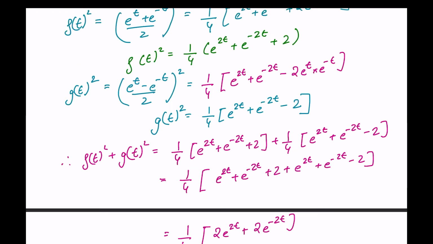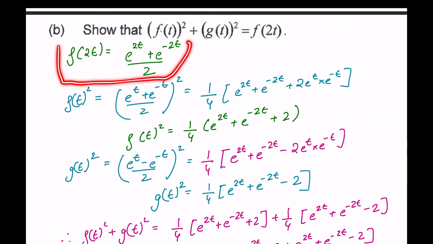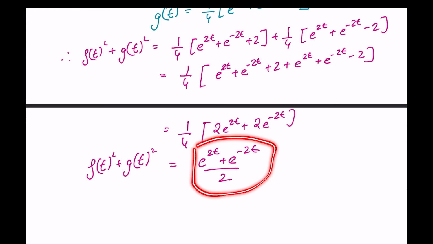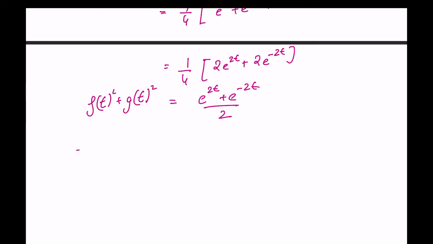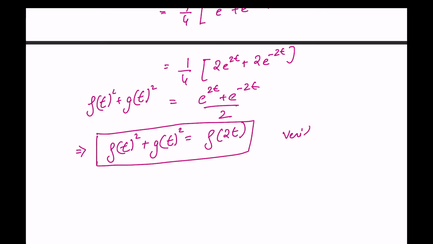Now if I compare it with f of 2t, which I found out here, you'll see that this is exactly equal to f of 2t, which I found out at the initial part of this question. So f(t) squared plus g(t) squared will be equal to f of 2t. Verified.